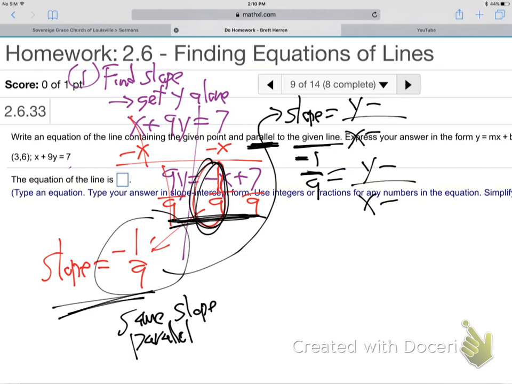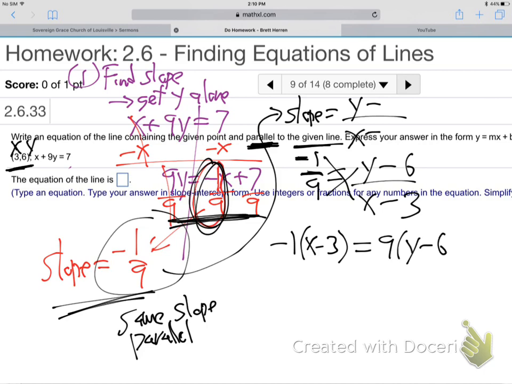What's going to go behind the blanks? Well, that's the 3, 6 over here that we haven't used yet. The 3 is the x. X is always first, then y. And the y is the 6. There we go. We good? Diagonal, diagonal. -1 times x minus 3. 9 times y minus 6. Just normal here, right?